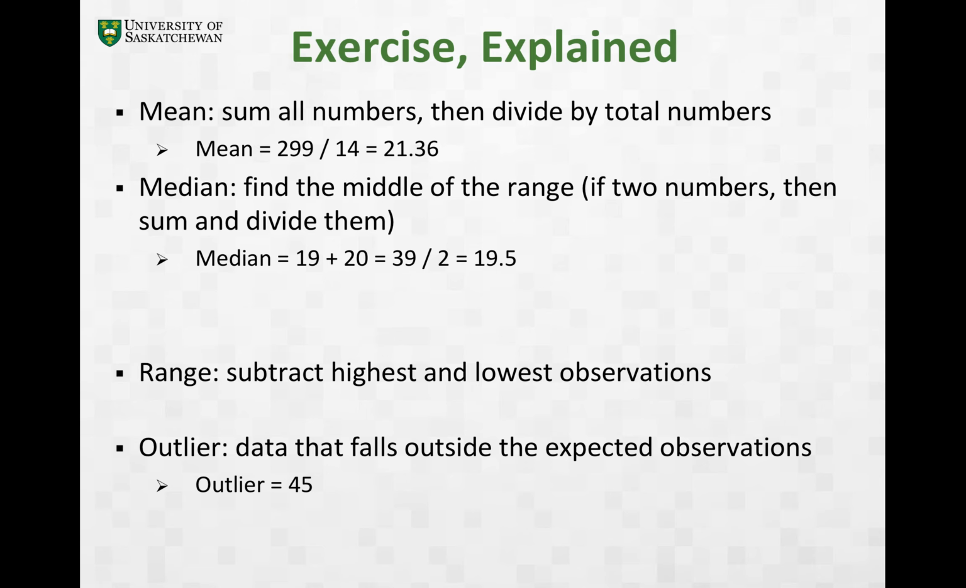So there you go. Now, the range would be the difference between the highest and the lowest number. So what is our range in this particular set? Well, our highest number is 45. Our lowest one is 17. So the range is about 28. So there's a 28-year range between the highest and the lowest age within this particular class.